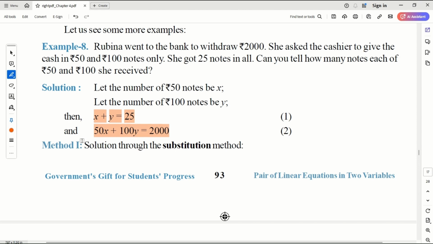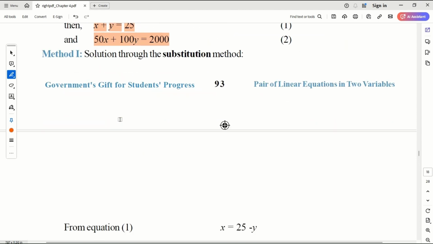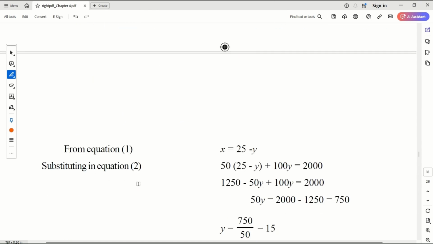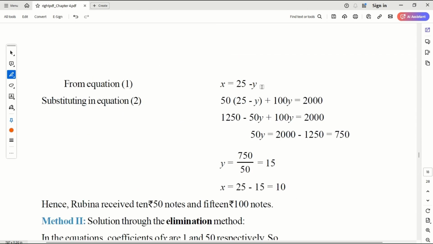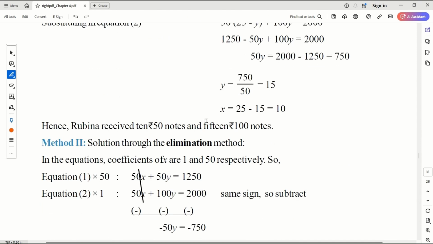So this is your second equation, right? Now, in this example, the substitution method is given to solve this problem. You can use whatever method you want basically. x equal to 25 minus y, substituted in the second equation, you get y value as 15, so x is 10. So Rubina has received 10 notes of 50 rupees and 15 notes of 100 rupees. Cross check it: 10 into 50, 500 rupees; 15 into 100, 1500. So 1500 plus 500 is 2000 rupees.